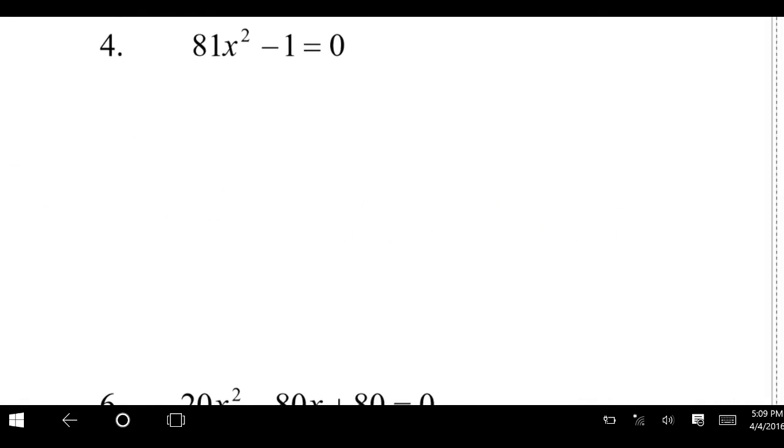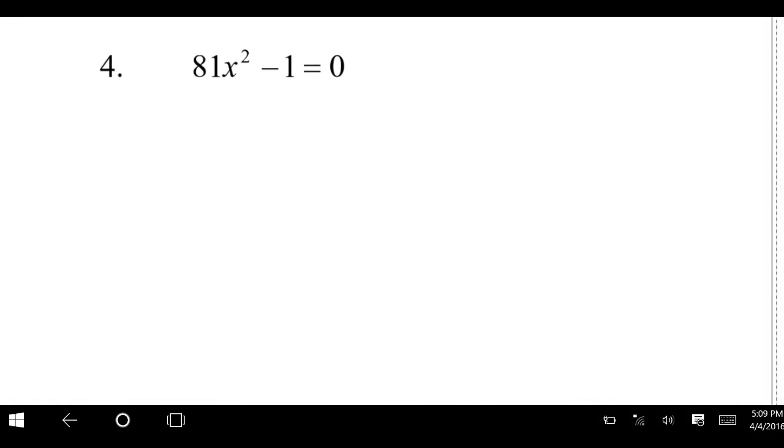Okay, number 4. So now I have x squared and then a number, but then it's equal to 0. So as long as it's equal to 0, we're still going to factor. Okay, so now I've got two numbers with a minus in the middle. So what I'm going to do is the shortcut.